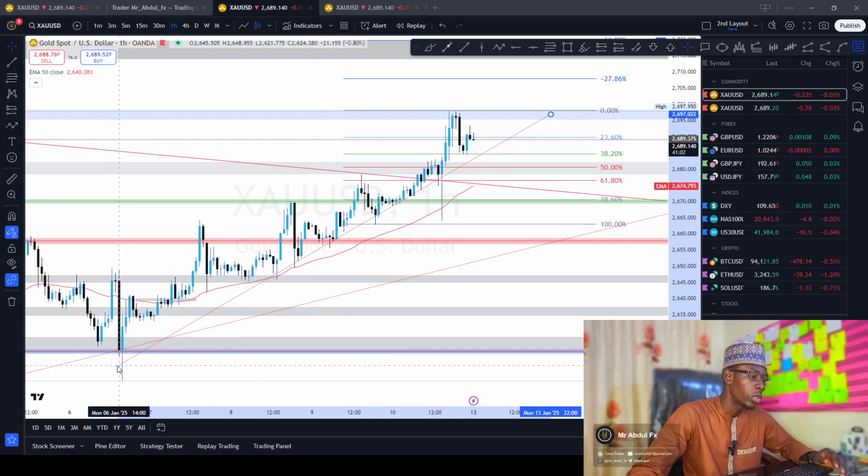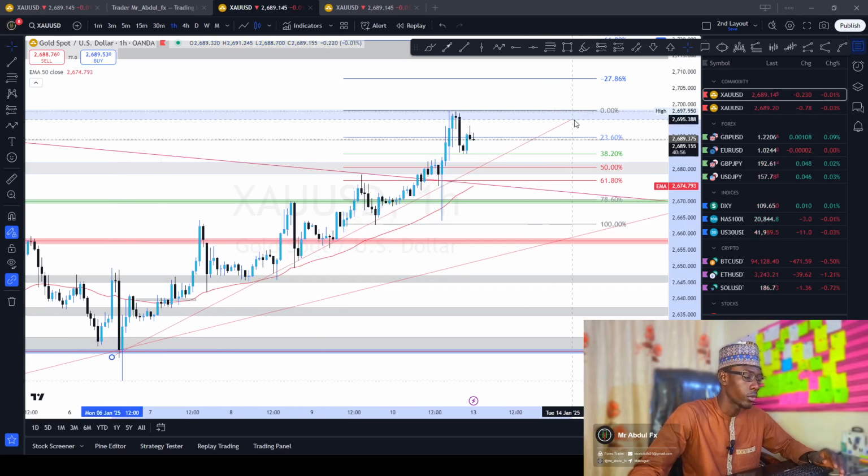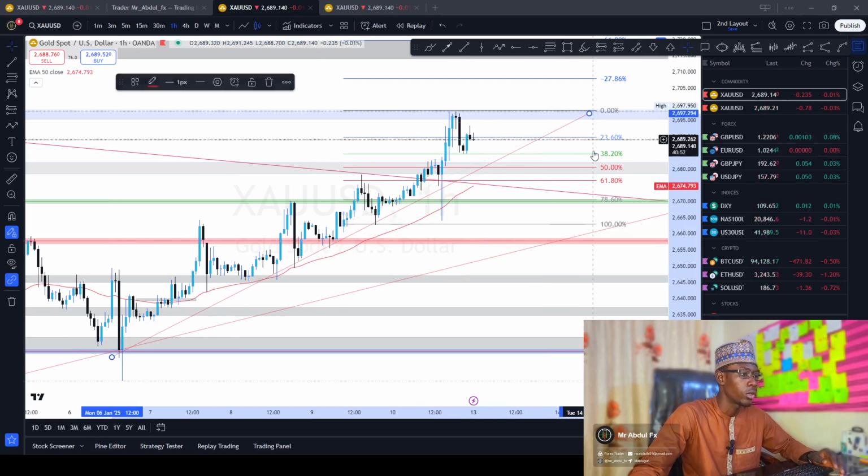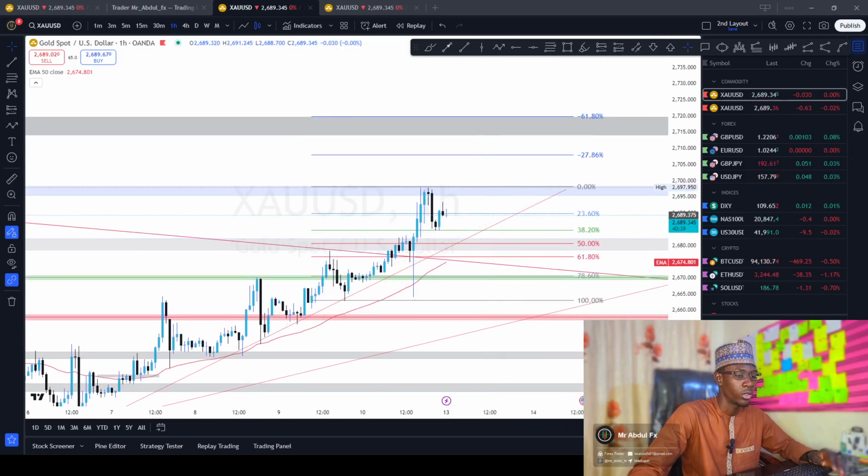I wouldn't like to tighten this trend line. I will just, yeah. So based off of this trend line, we are possibly going to reverse at this key level. We are possibly going to reverse at this key level. So yeah, it is what it is.